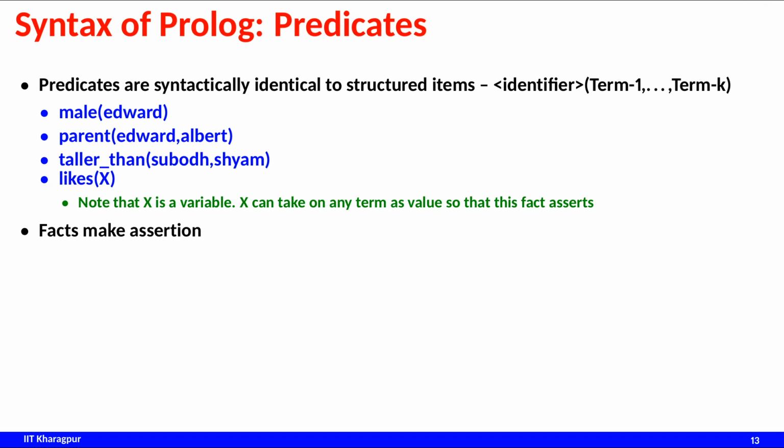So predicates, which are required to specify first order logic, have a similar syntax to the structure, which comes with an identifier followed by the terms. And we can specify the ground facts, we can specify the rules with variables and so on and so forth. So here when we say X is a variable, X can take any term as the value, so that makes this likes X to be true. When we specify these facts, we are making an assertion, that means these are the ground truth.